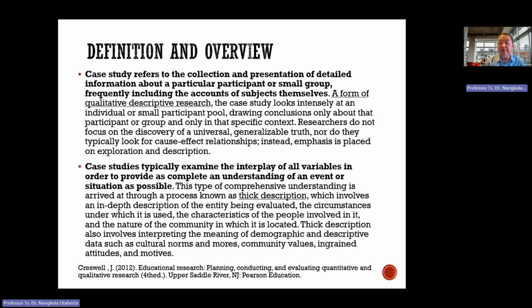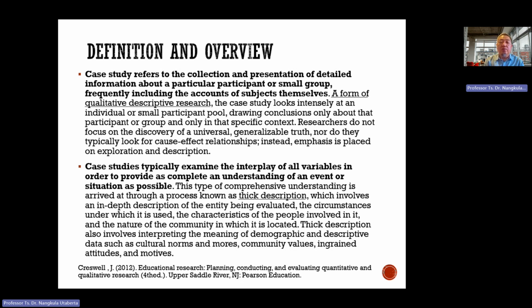First, let's talk about the definition. Unlike quantitative research methods, case study is a part of qualitative descriptive research. So it's a part of qualitative research methods. That's why one of the definitions is that normally when we do a case study, we use a small group of samples. It's not going to be big because our focus is on the details. Maybe you remember when I talked about qualitative research methods, there are lots of types, and one of them is case studies.